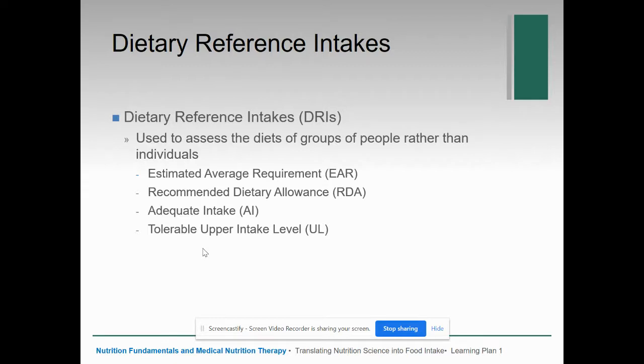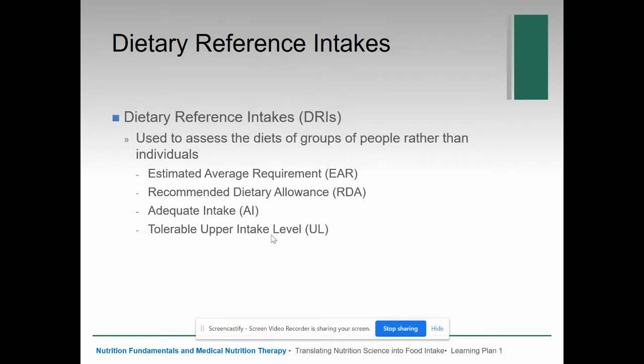But the RDA is based on enough scientific evidence to show that indeed this group of people, or this age group, or female versus male, pregnancy versus lactation, the science is there to back up that indeed this is how much they need from a specific nutrient group.